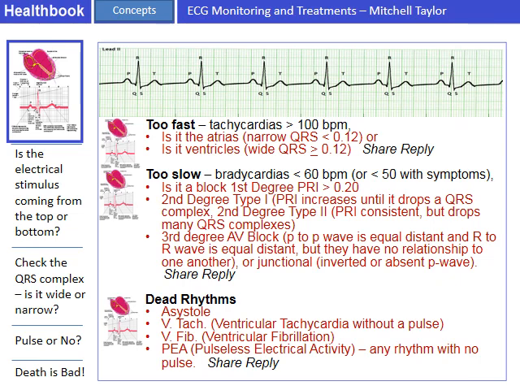Also, I want to remind you to say, does this patient have a pulse? When we get into the dead rhythms, you can have rhythms and have no pulse and be dead.